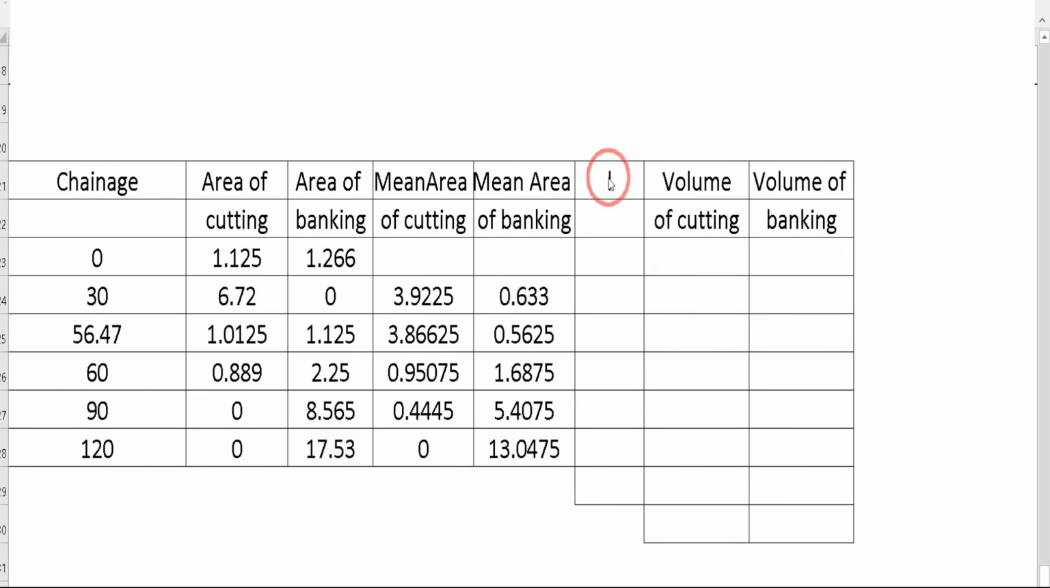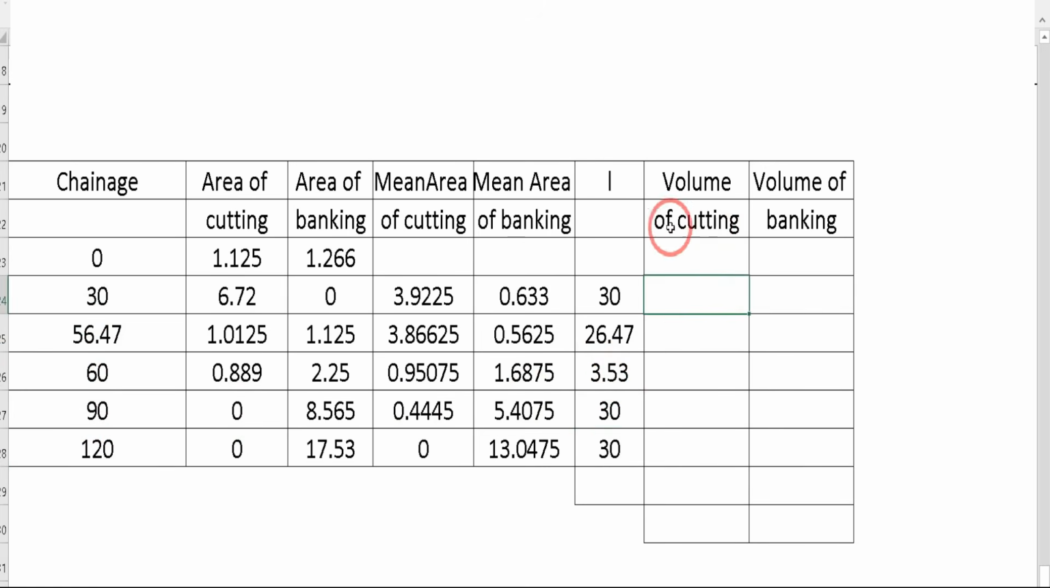Now we need to calculate the length. So the length will be simply this chainage minus this chainage, that is the length will be 30 minus 0, that is 30. And here the length will be 56.47, that is this chainage minus 30, so 26.47. And here 60 minus 56.47. Here we have 90 minus 60, that is 30. And again 120 minus 90, that is 30.